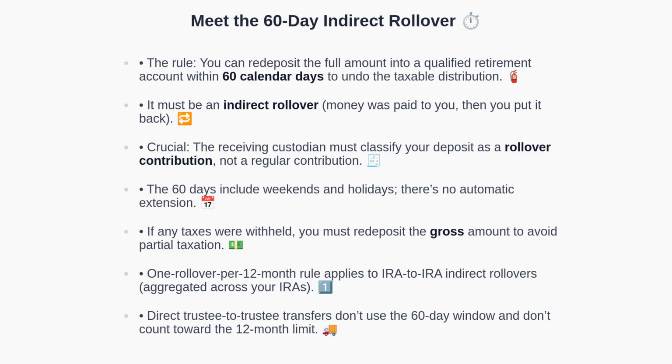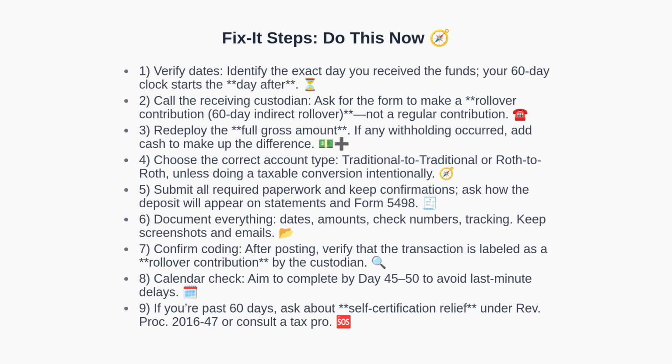Now, let's walk through exactly how to fix the mistake step by step. Here is the action plan. First, verify the date you received the distribution. Your 60-day window starts the day after receipt. Second, call the receiving custodian and request the form or workflow to make a rollover contribution, specifically categorized as a 60-day indirect rollover. Do not use a regular contribution form.